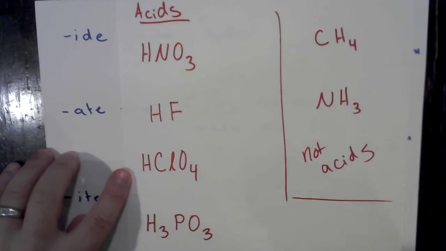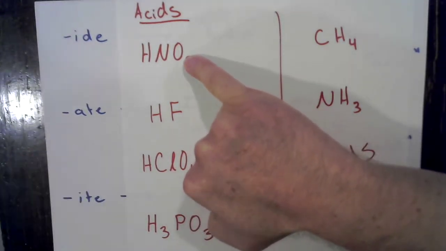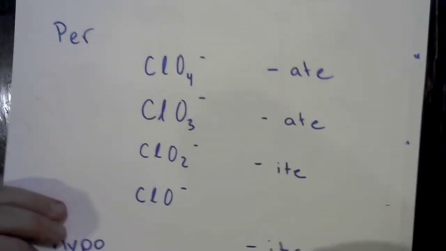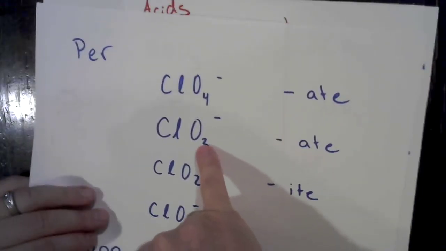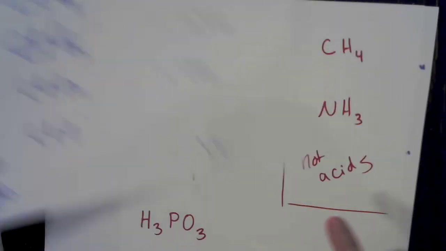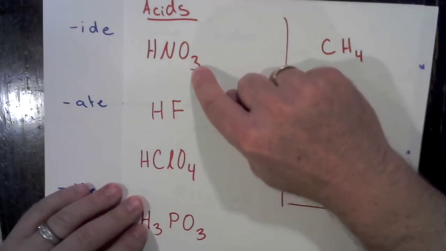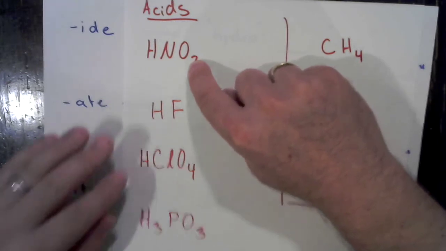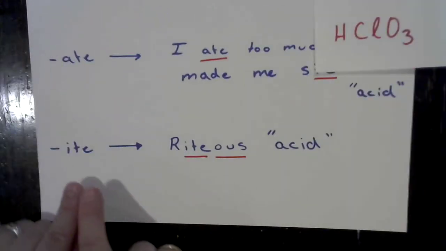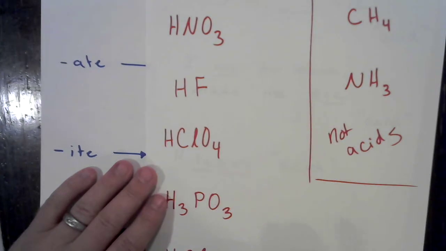I used up one of my examples already. What if I cover this up and I made this a 2 instead? Just for the sake of argument, remember when we have the ate ion and we drop an oxygen, we're going to go to ite. So this would be nitrite if this were a 2 under my finger here. And what I would do is use this option, our righteous acid, and I would say that if this were a 2, this would be nitrous acid, okay, with an OUS ending.